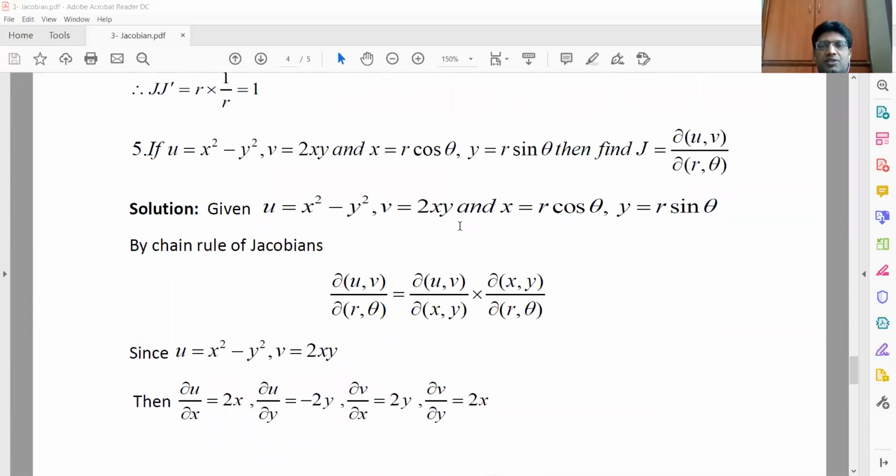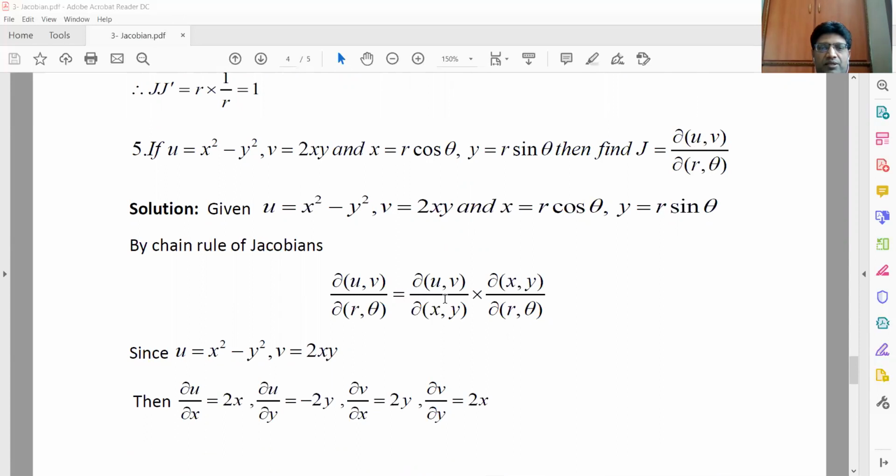Next, this is chain rule. U is this, V is this, X is r cos theta, Y is r sin theta. He is asking this one. So, this we can write by using chain rule. UV with respect to r theta, I am writing it as UV with respect to XY, XY with respect to r theta. So, first I will calculate this, next I will calculate this, the product gives this one.